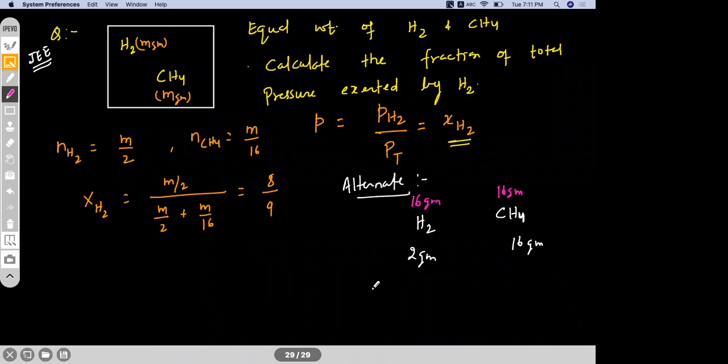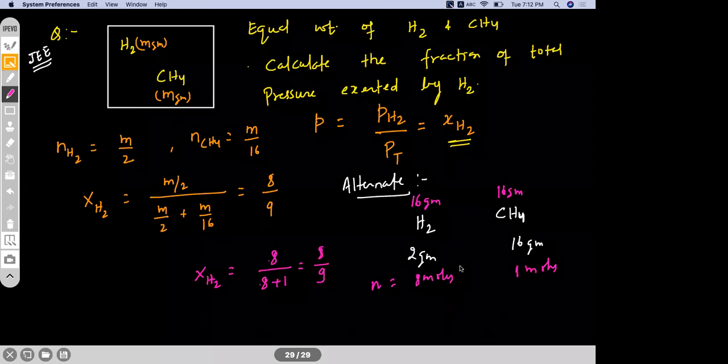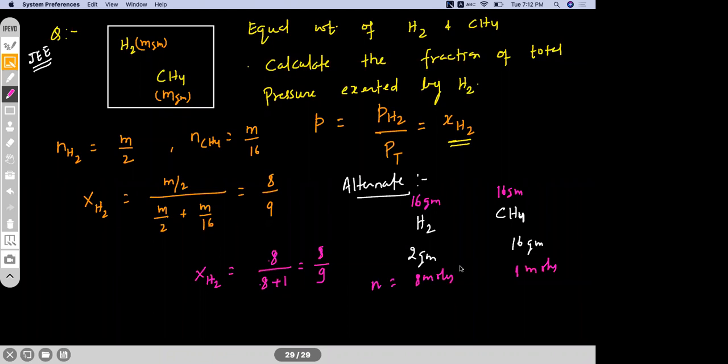So once you know the mass, the number of moles is what? We have 8 moles for H2 and we have 1 mole of CH4. And what is the mole fraction X of H2? The moles of H2 divided by the total number of moles, 8 plus 1, that is 9. Isn't it easy? Yeah, this one is easier. So till now, what we have observed is that whenever they ask this kind of question, they have given gases whose molecular masses are multiples of each other. Then take the higher molecular mass as the mass of the two gases. Then divide by molecular mass, you'll get the number of moles and then the mole fraction.